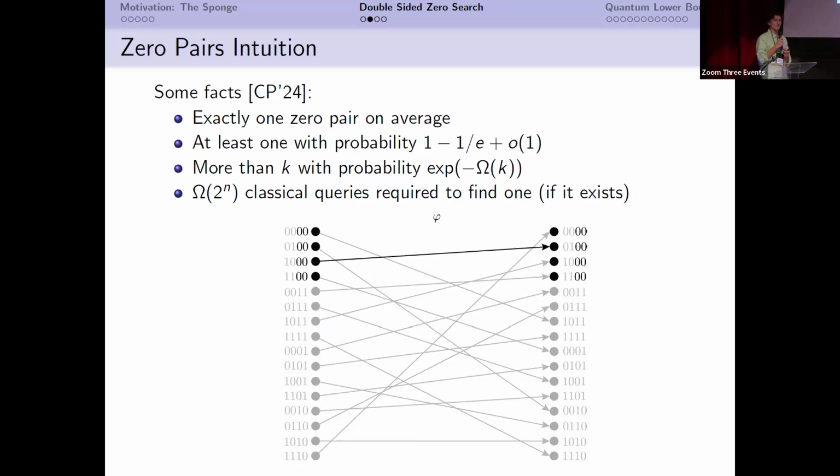But the probability that there are many falls off exponentially. So really, you can think of the case to look at as there being one zero pair or constantly many. And then Bayesian sampling, or your favorite classical technique, tells you that you need 2 to the n queries to the permutation and its inverse to find a zero pair, if there is one.